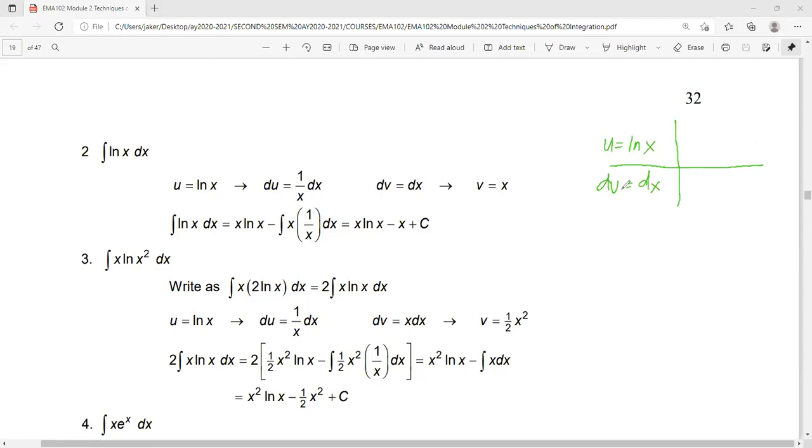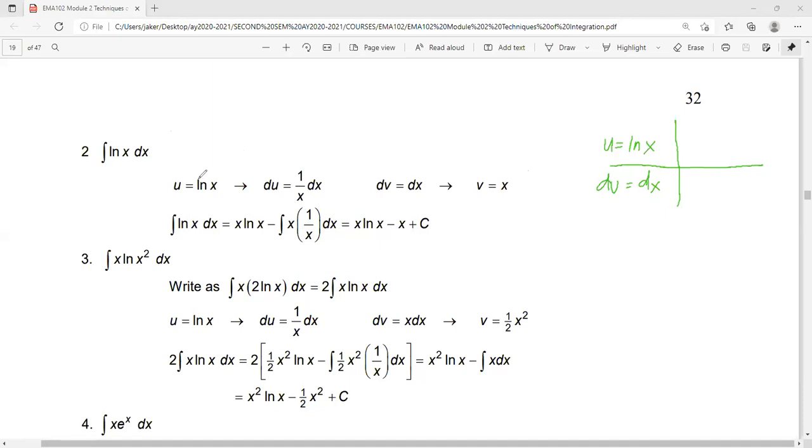Okay? And by the way, class, what is the very important thing that you should remember when you choose your dv? When you choose your dv in the original integral expression in the form of u dv, first and foremost, that dv should be integrable. What do I mean by integrable? In our language, dapat may integrate siya. You don't choose a dv expression in the original integral which you cannot integrate or which will even make things complicated for you.